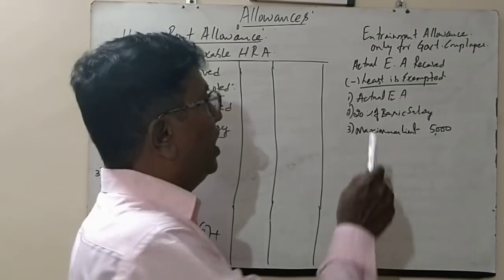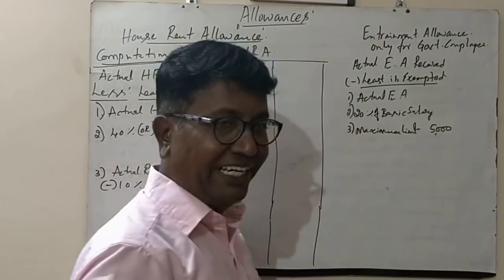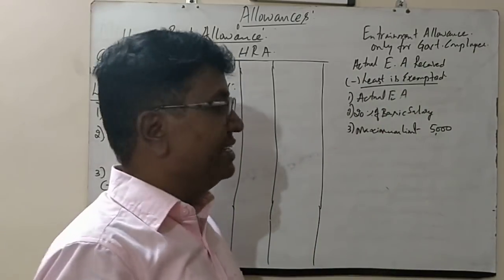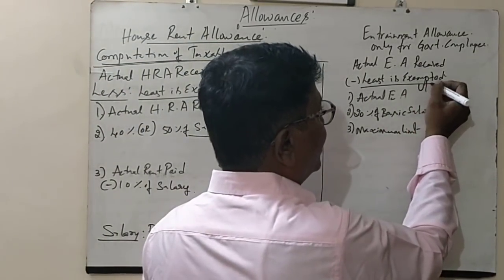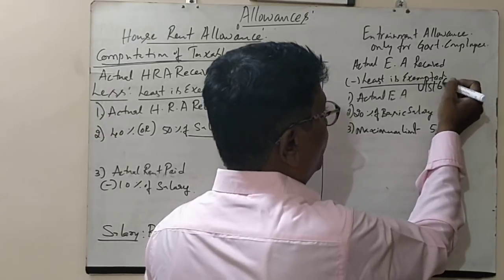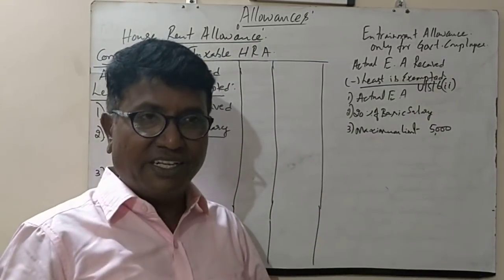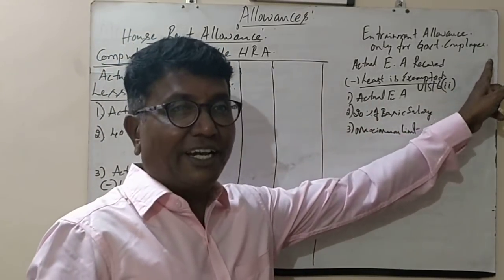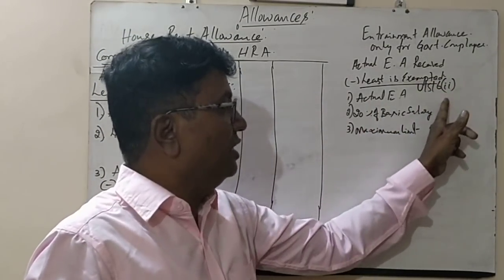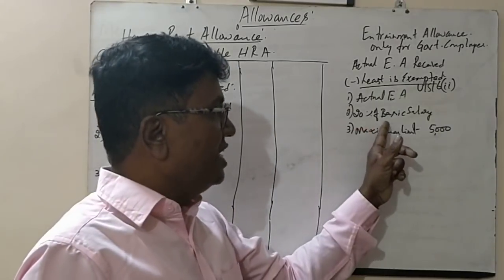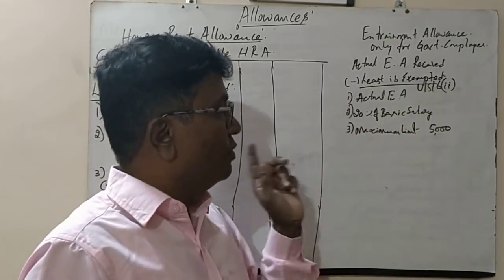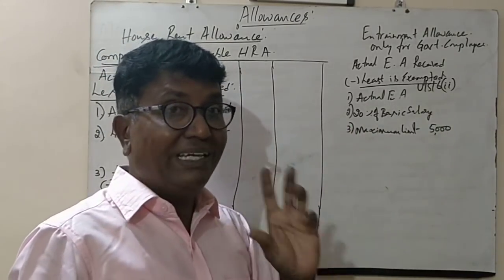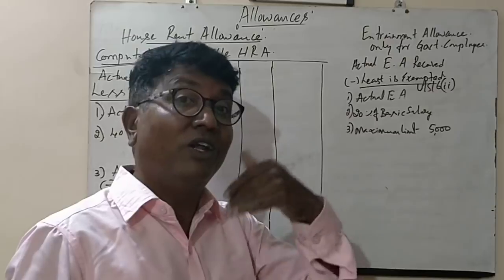How to calculate? First, the actual entertainment allowance received during the year. The least is exempted. This is under section 16, subsection 2. Whatever amount you have written for the actual entertainment allowance, take it here. Second, 20% of basic salary. Basic salary here is not for one month, but for 12 months.